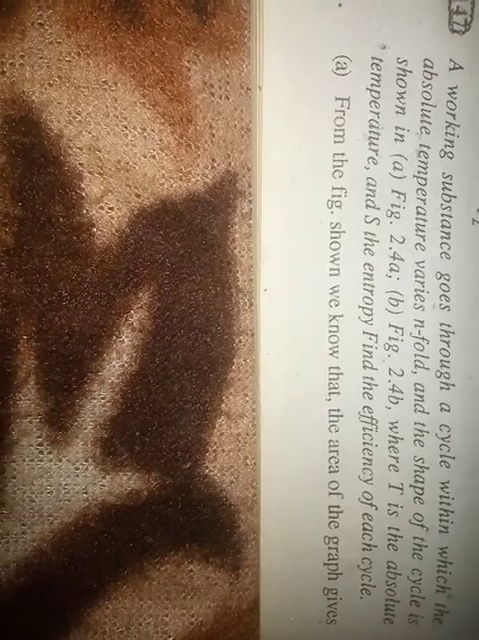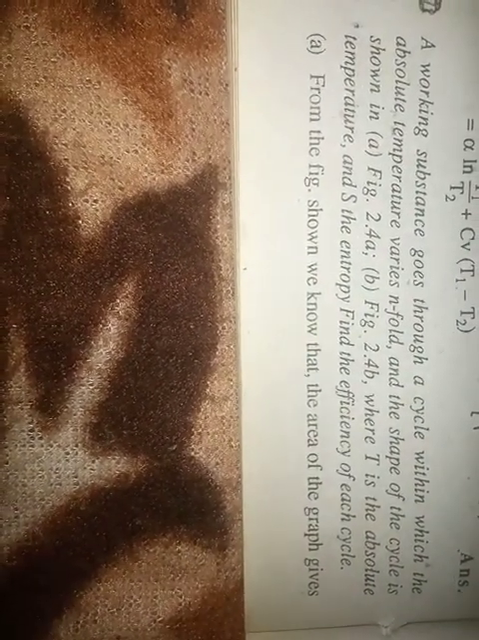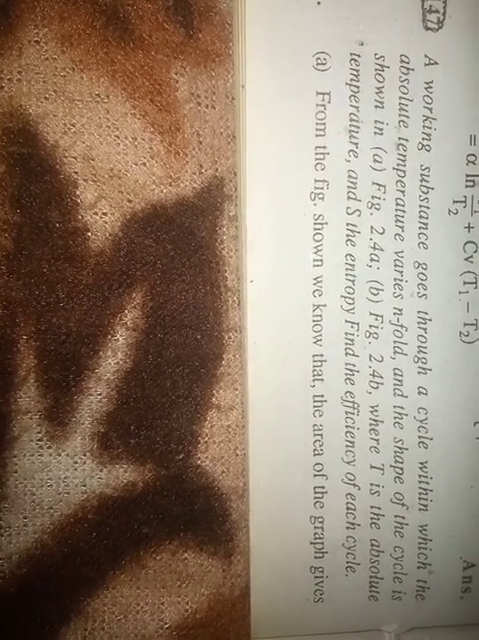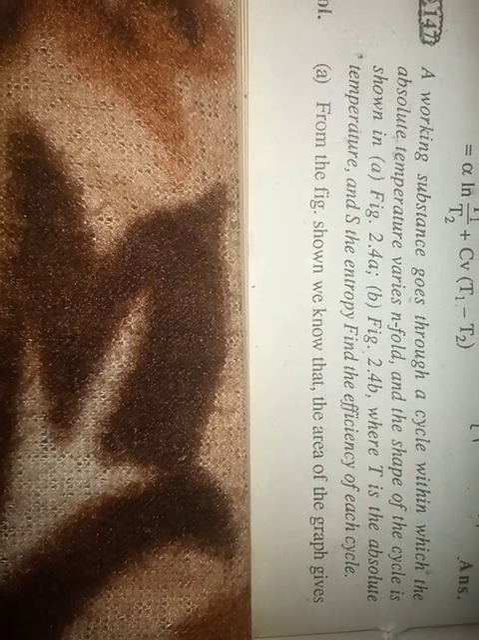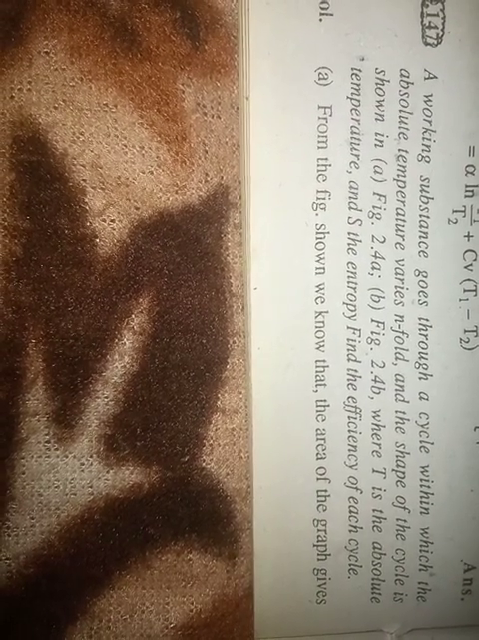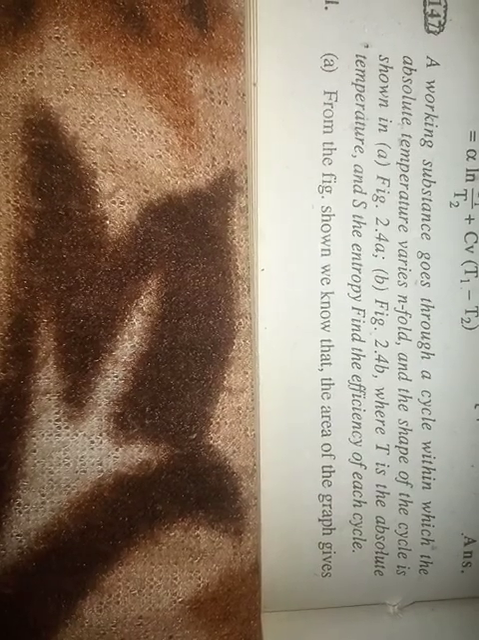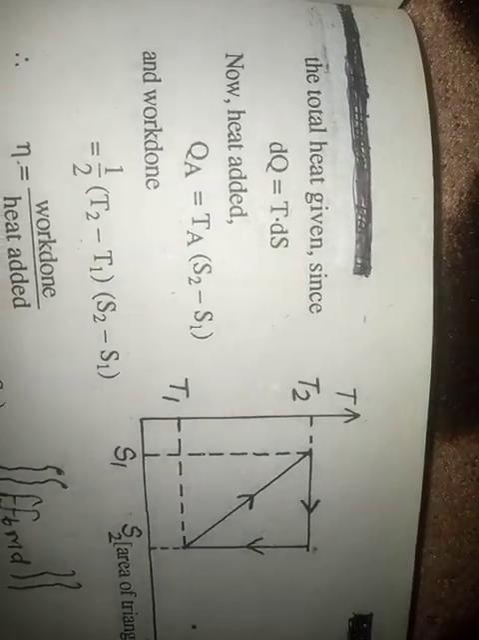A working substance goes through a cycle within which the absolute temperature varies n-fold, and the shape of the cycle is shown in figure A and figure B, where T is the absolute temperature and S the entropy. Find the efficiency of each cycle. Solution: from the figure shown, we know that the area of the graph gives the total heat given, since dq equals T dS.